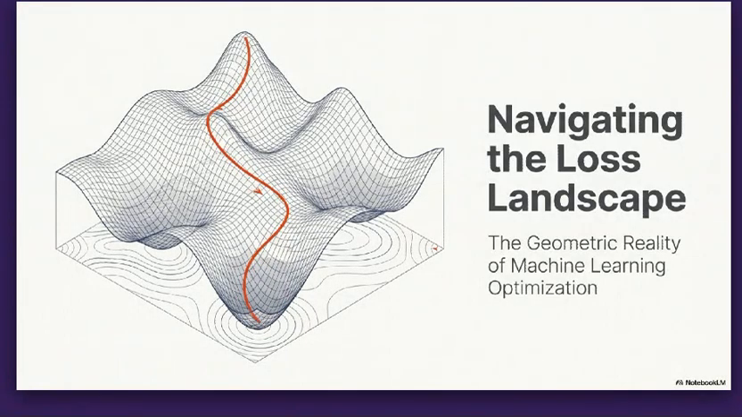Imagine dropping a digital explorer into a dense, completely opaque, multidimensional mountain range. You blindfold it, and you give it one overriding directive, which is to find the absolute lowest valley on Earth. With zero map to guide it. Exactly. And if it fails, the artificial intelligence you're trying to build will hallucinate or crash or just output total garbage. That is the actual reality of training an AI.